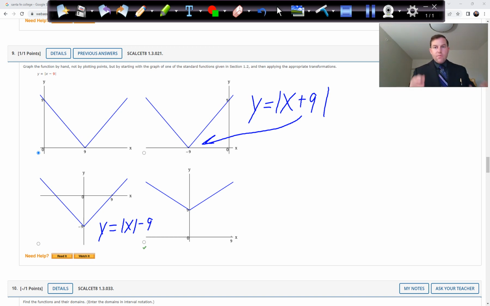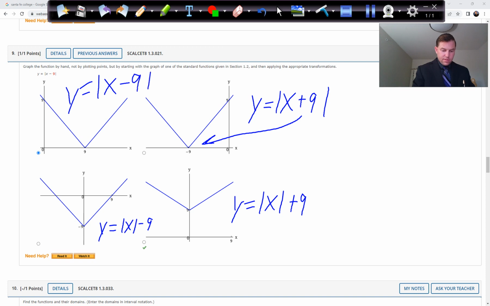So when the number's in with the absolute value, it shifts it left or right. When the number's outside of the absolute value, it goes up or down. So this one would be y is equal to absolute value of x plus 9. So those are all four possibilities you could see. Now there's more transformations than that, but those are the only translational transformations, left, right, up, or down.